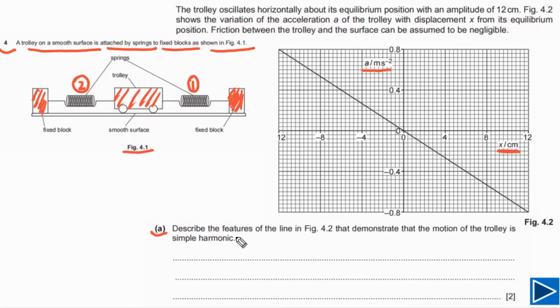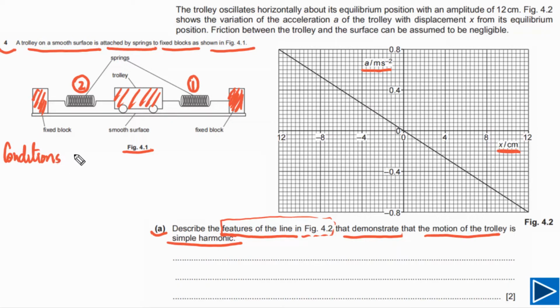For part A, we need to describe the features of the line in figure 4.2, very important, that demonstrate that the motion of the trolley is simple harmonic motion. Now, first of all, let's try to understand the conditions for simple harmonic motion, meaning how we can say the motion of any object is simple harmonic motion. So we will discuss some basic conditions for simple harmonic motion.